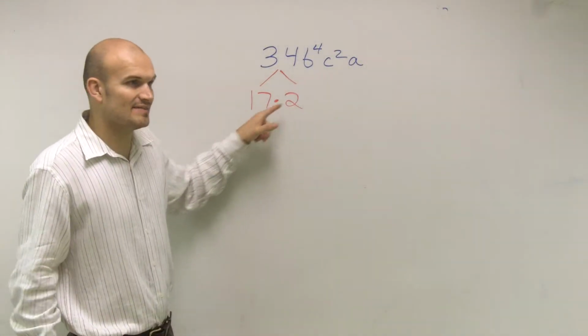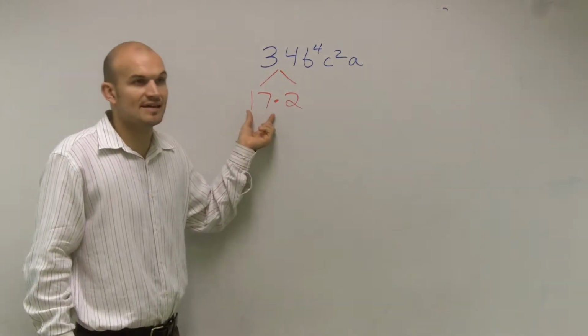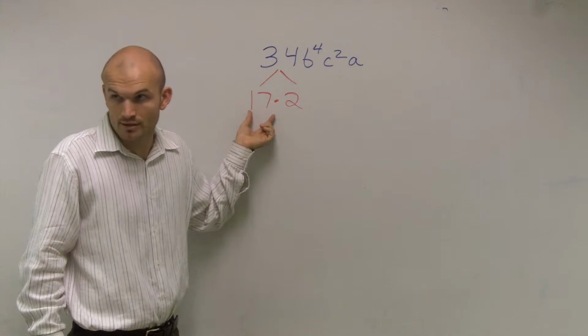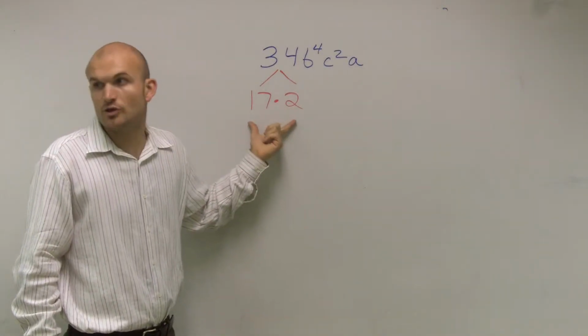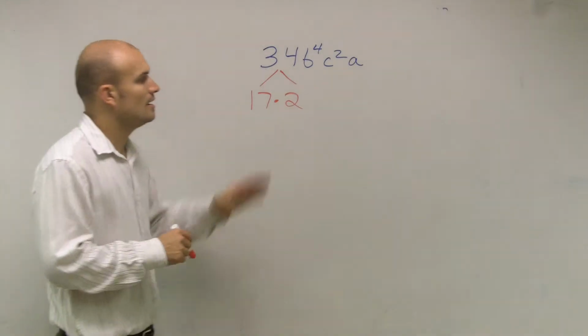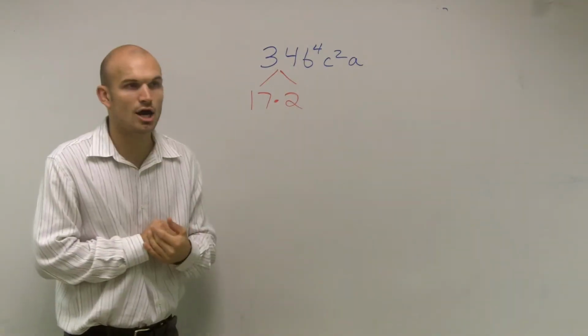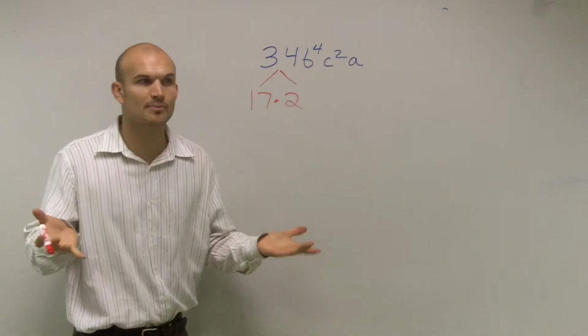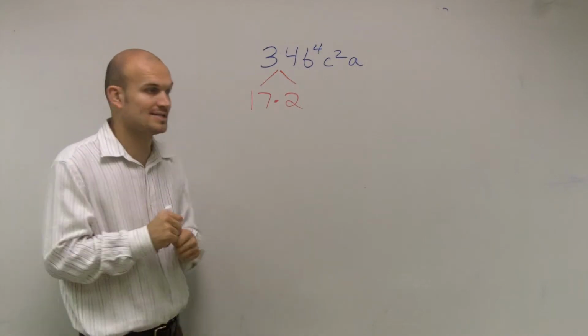You guys know that 17 and 2 are prime numbers because there's no other number that goes into 17 besides 17 and 1. There's no other numbers that go into 2 besides 2 and 1, right? Therefore, these are both factors. How do we know then if b to the fourth, c squared, or a are prime numbers? Well, let's take a look at it. Remember, a prime number is if you can't divide another number into it other than itself.